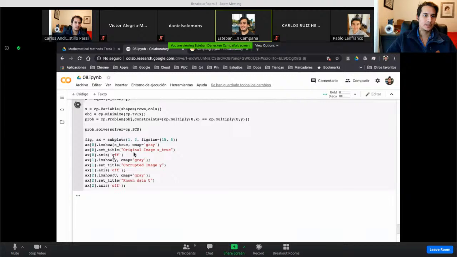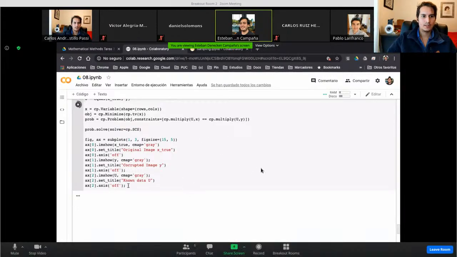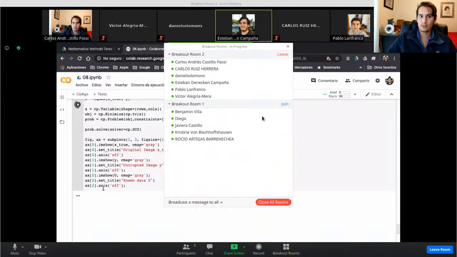But it will not plot the solution. No. Because to get the solution after it's done computing, you need to use the variable x and see the value property of that variable after it's finished solving. So you need to do x dot value, and that's the thing you want to retrieve as your solution. Okay. Okay, so let it think a little bit, and I'll go to the other room to see how they are doing.